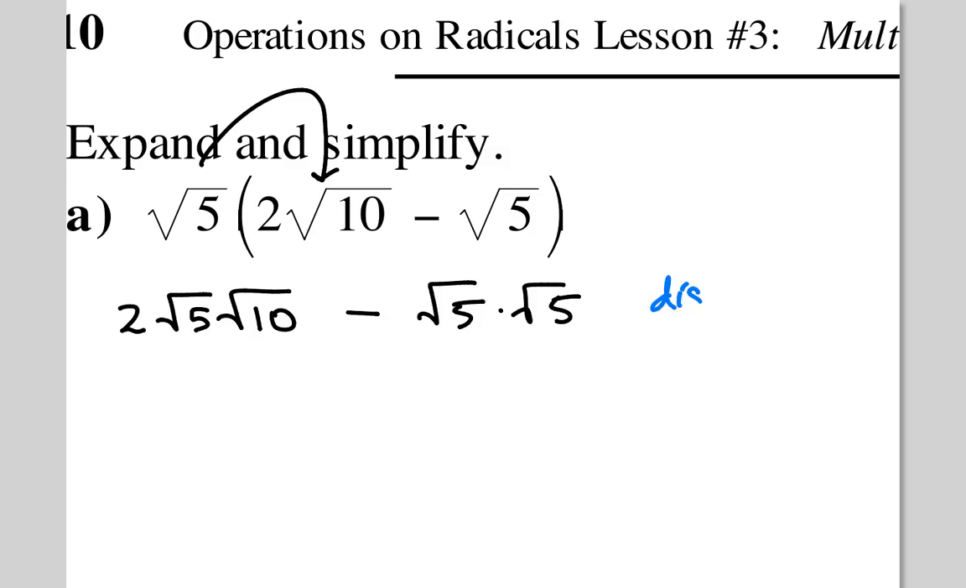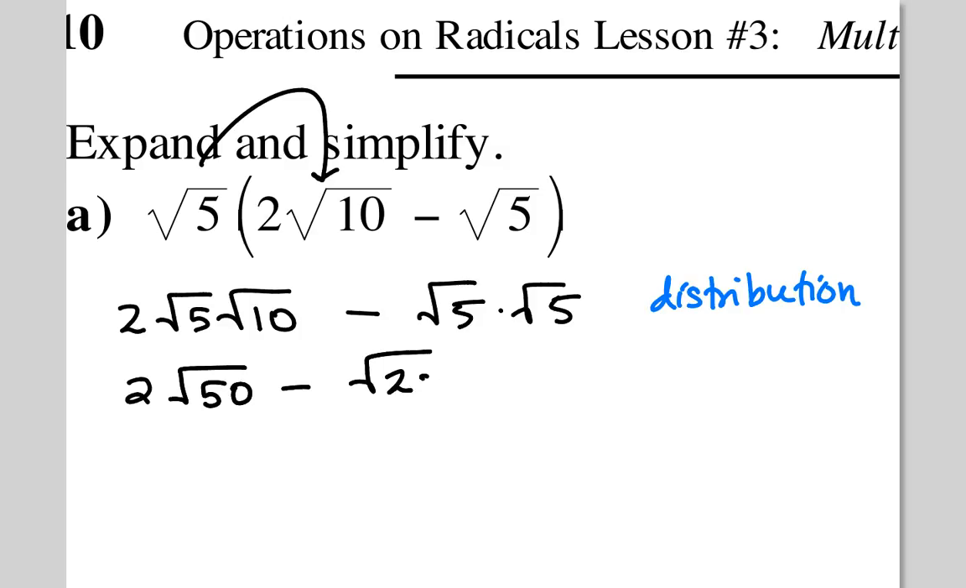Some of you probably think, that's so easy, I'll skip that. Some of you want to see it, so I put it up there for you. Just the distribution step. And now you can smush. I got root 50, and then I got root 25. But you guys already memorized that root x times root x is x, so this is just 5 over here.